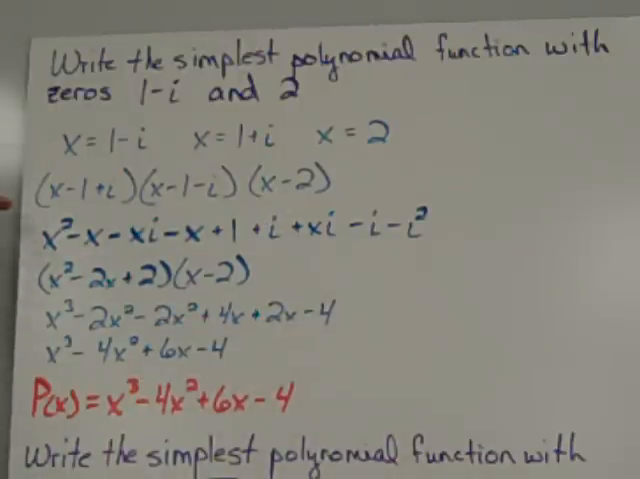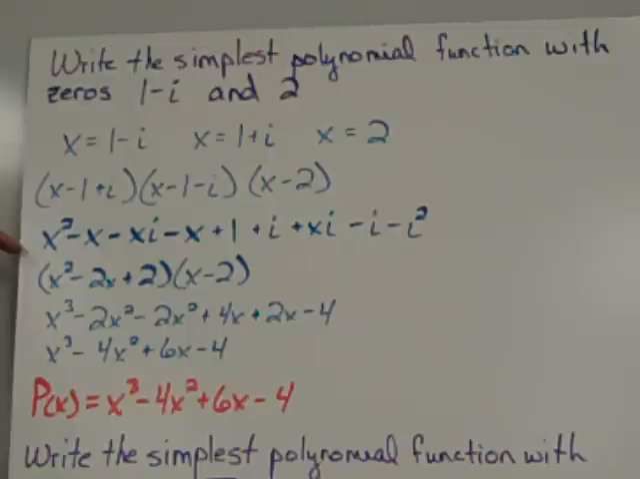Now, work in pairs. Multiply the ones with i in them together first. Okay? Take x minus 1 plus i times x minus 1 minus i, and multiply those two factors together first, and that will give you this. Okay? x squared minus xi minus x plus 1 plus i plus xi minus i squared.